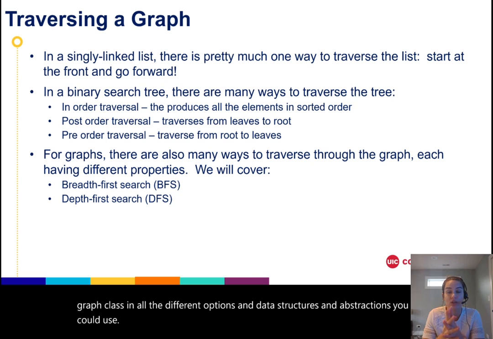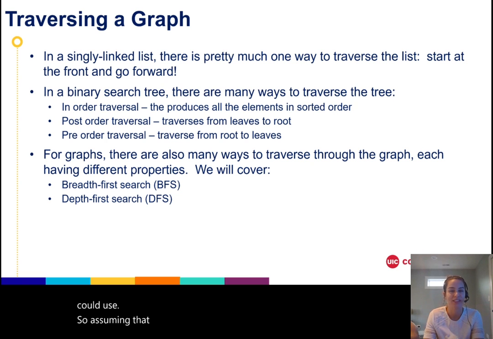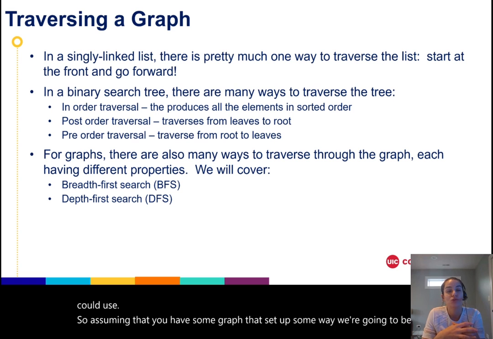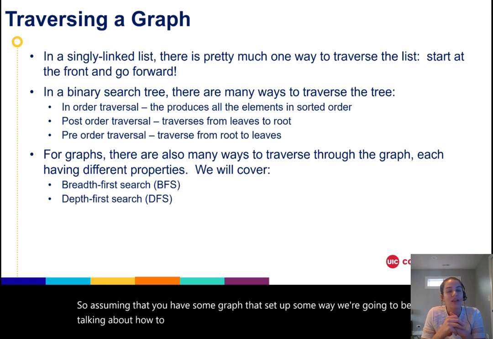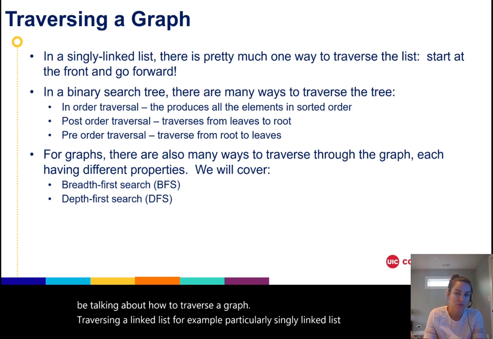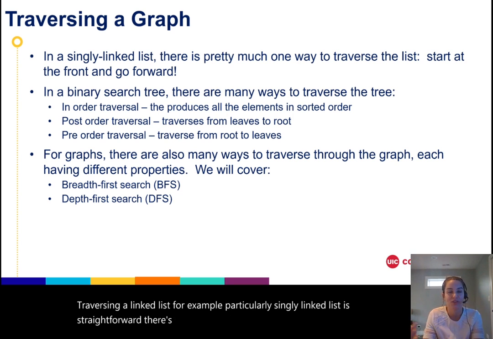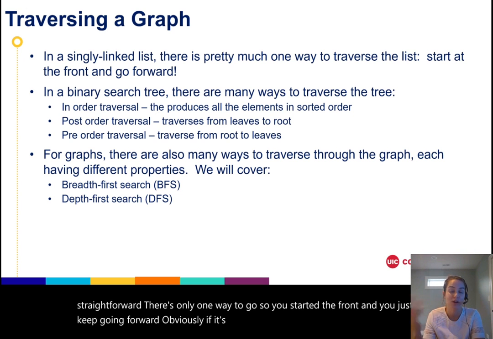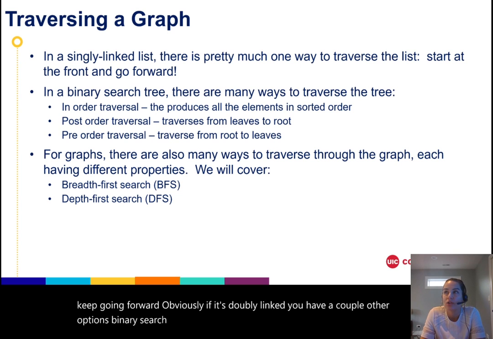So now, assuming that you have some graph that's set up some way, we are going to be talking about how to traverse a graph. Traversing a linked list, for example, particularly a singly linked list, is pretty straightforward. There's only one way to go, so you start at the front and you just keep going forward. Obviously, if it's doubly linked, you have a couple other options. Binary search trees, we talked about how you can traverse in three ways: in order, post order, or pre-order.